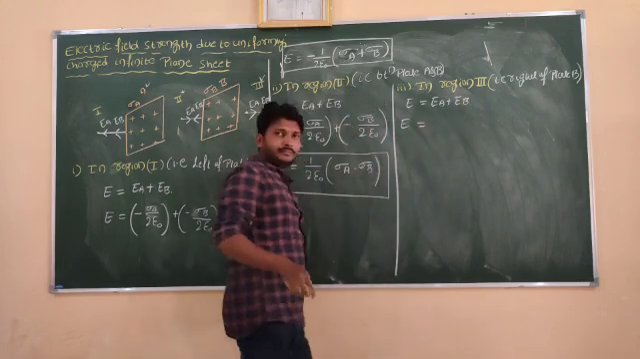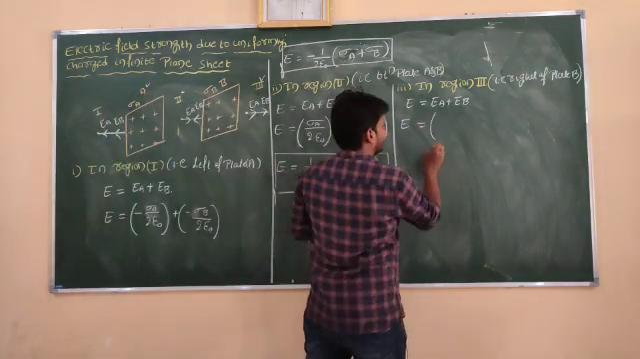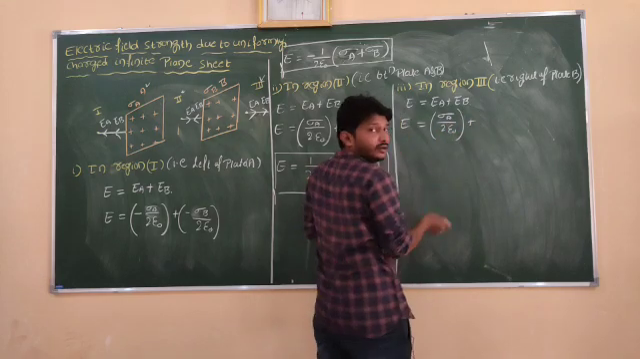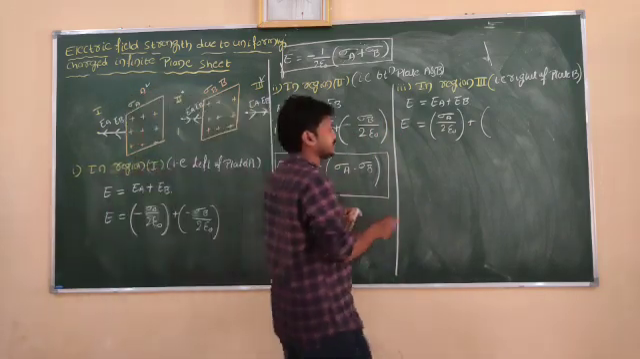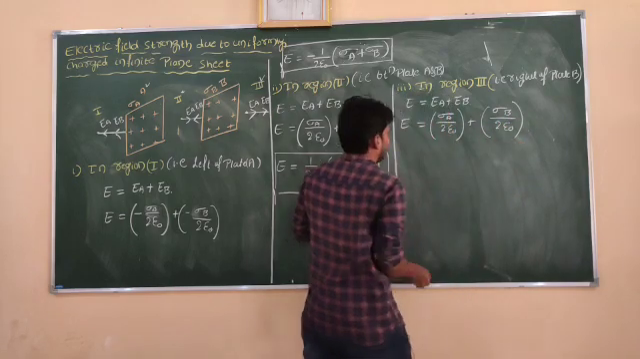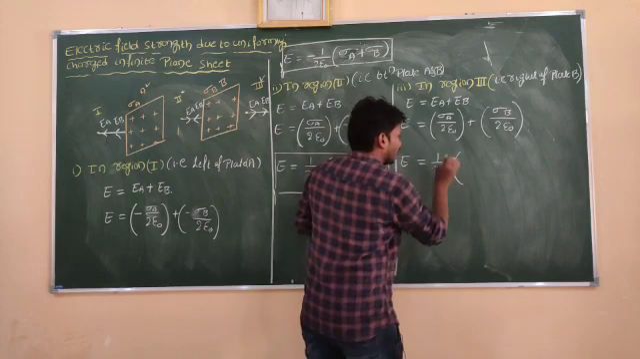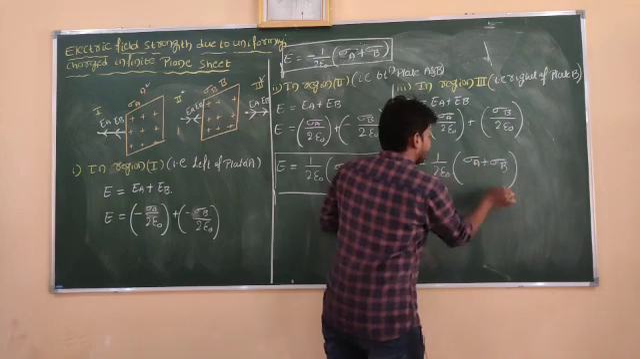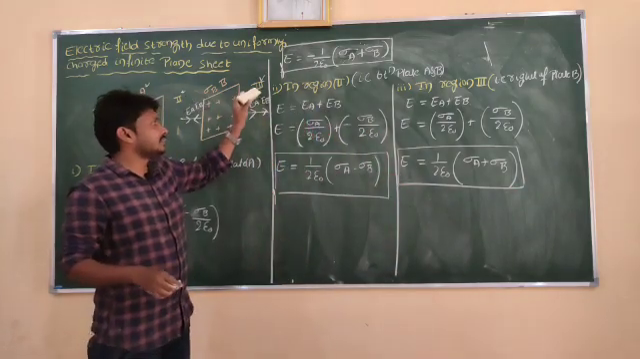So what is the direction of E of A? Along positive x-axis. So sigma of A divided by 2 epsilon naught plus, what is the direction of E of B? E of B is also along positive x-axis here. So sigma of B divided by 2 epsilon naught here. So finally, 1 by 2 epsilon naught times sigma of A plus sigma of B. So this is the value of electric field in case of the third region here.